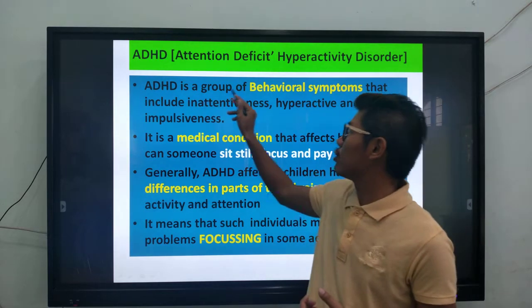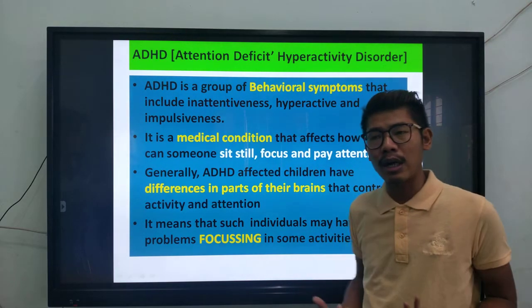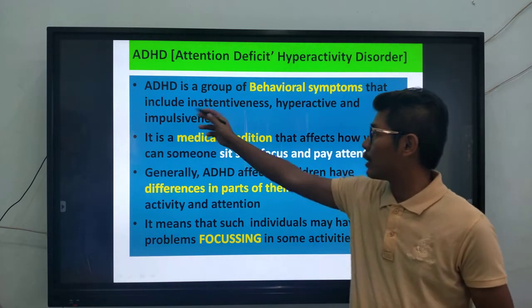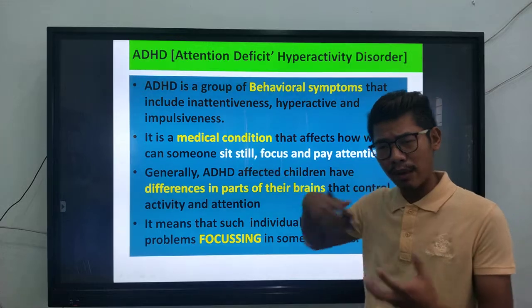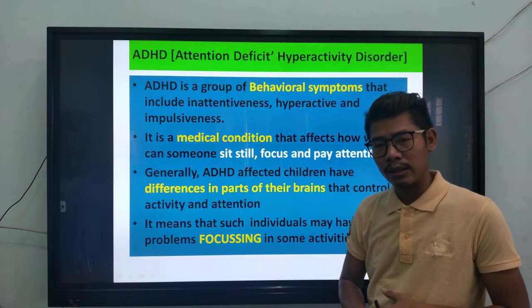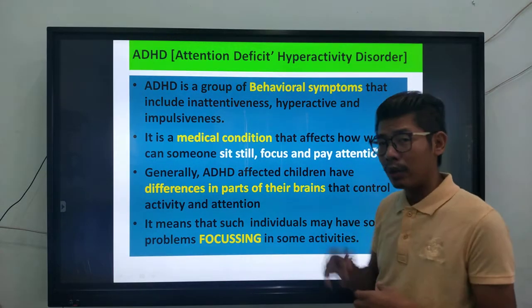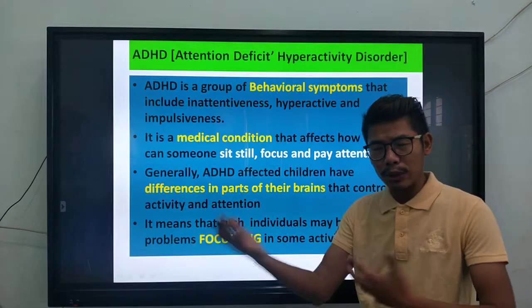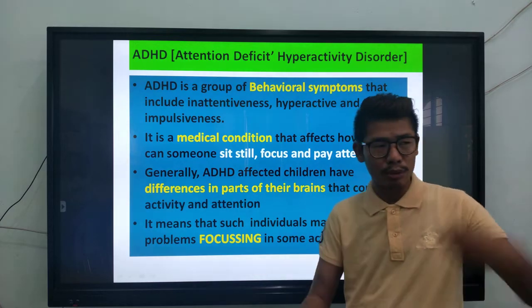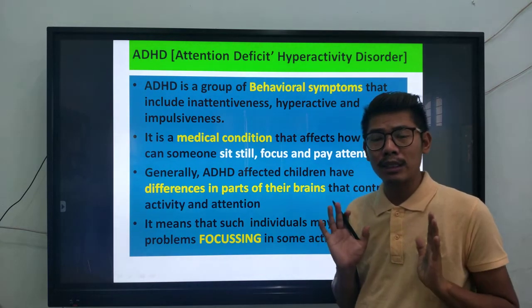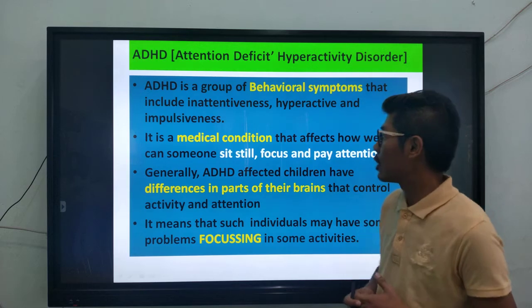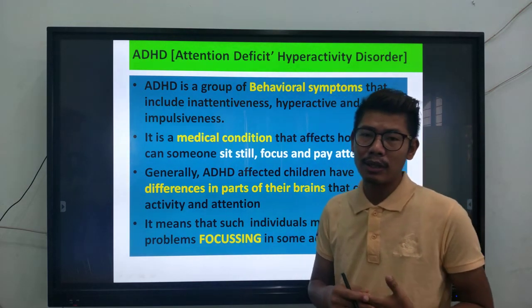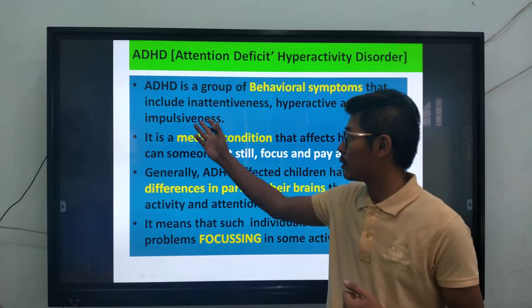ADHD is a group of behavioral symptoms, a disorder that you see in the behavior of a person. It often includes inattentiveness. That means you're not able to sit in a classroom for a long period of time, or listen to a lecture for a long period of time. Or maybe you're very hyperactive. You always want to do something or other. You want to go there, you want to do this, you want to do multiple activities in a short period of time. Or very impulsive. That means you're thinking about so many things and reacting very quickly. So these are called ADHD.